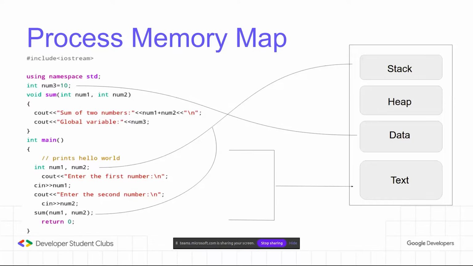Okay, so now the process memory map. In this section, you can see a sample code for taking two values and printing the sum of those two numbers. On the right side is a particular process, and it is divided into different sections such as stack, heap, data, and text. The complete size of this process varies according to the particular OS. If you're using Linux, the maximum size can be different compared to Windows. Now let's go through the code.